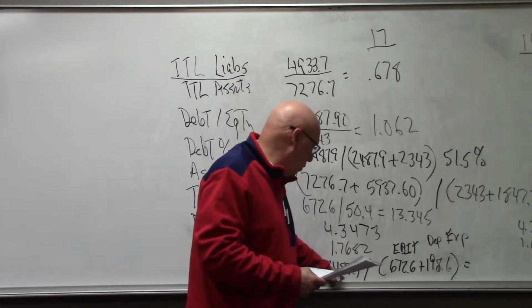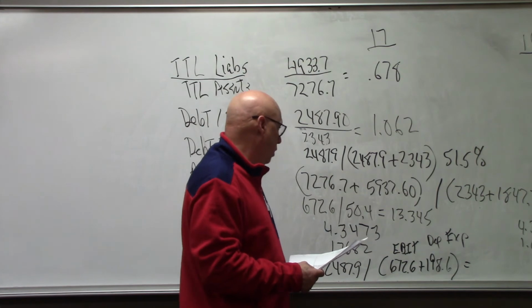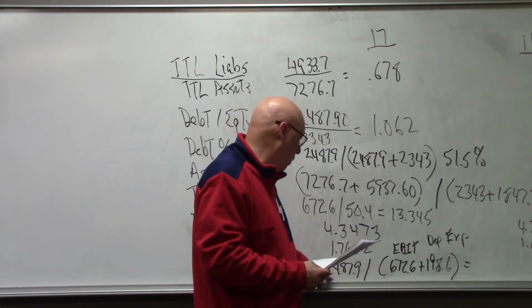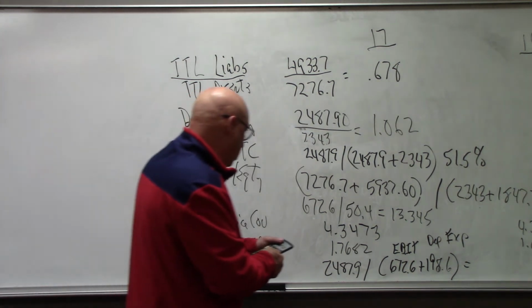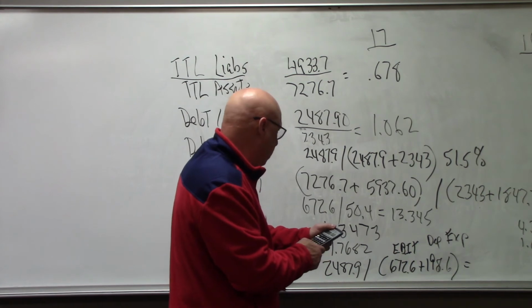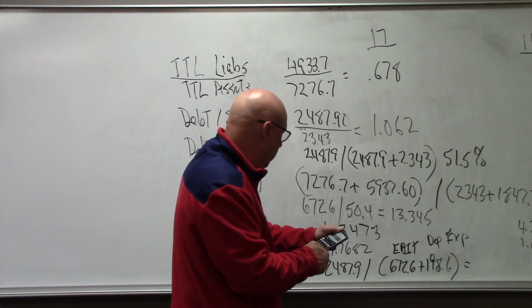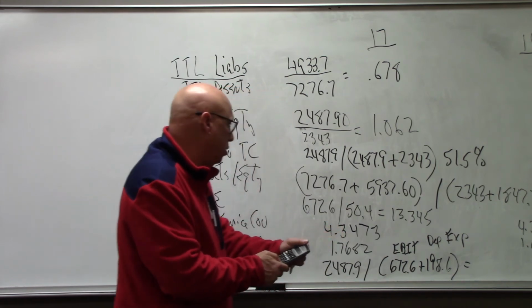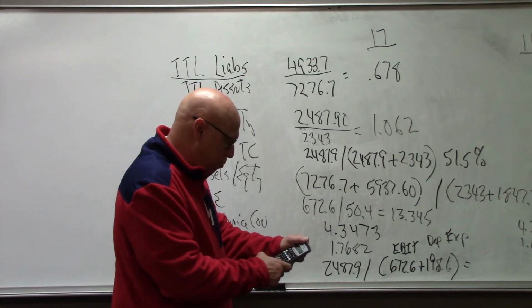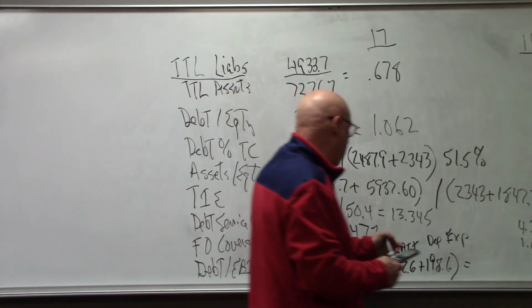So the smaller this number is, the better off we are, because your debt compared to your cash flow is low. You have lots of cash flow to pay your debt. All right, so let's go ahead and figure out what our EBITDA is. 672.6 plus 198.6 is 871.2. Store that. Now we know what our denominator is. 2487.9 divided by our denominator of 871.2 is 2.855.